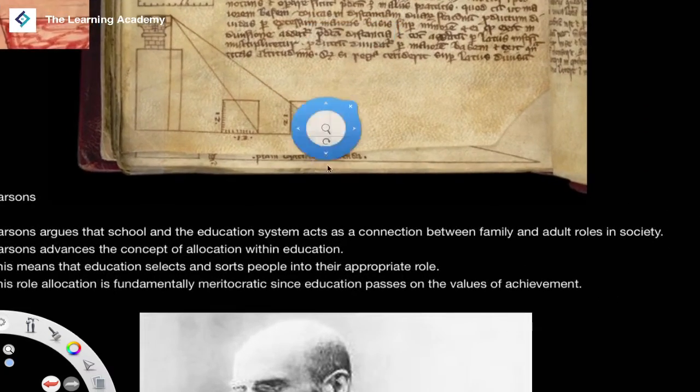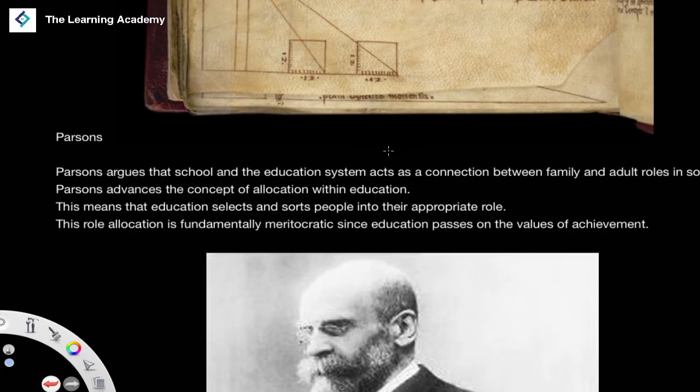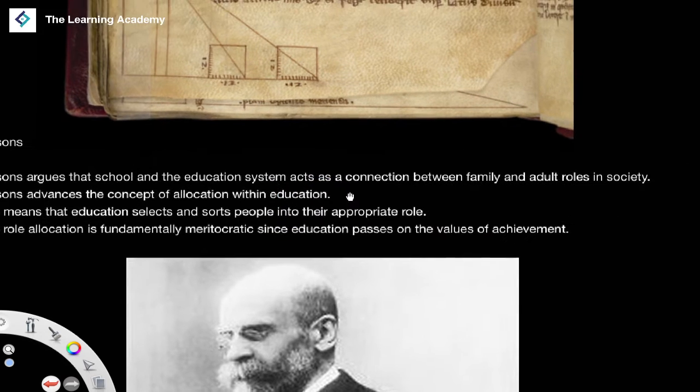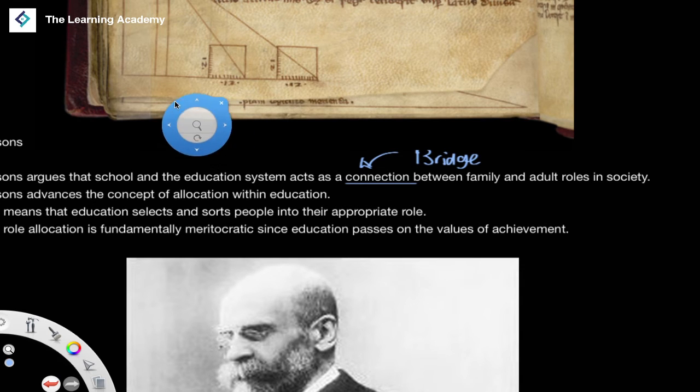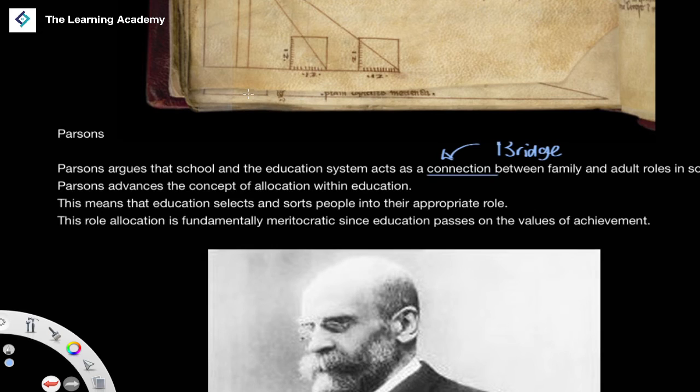Alongside Durkheim, we also have Parsons, who, also a functionalist, argues that the school and education system acts as a connection, as a bridge between the family and adult roles in society. And as such, Parsons advances the concept of allocation within education.